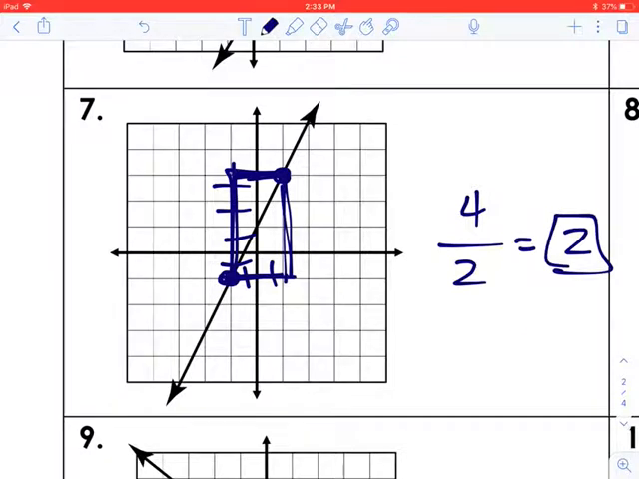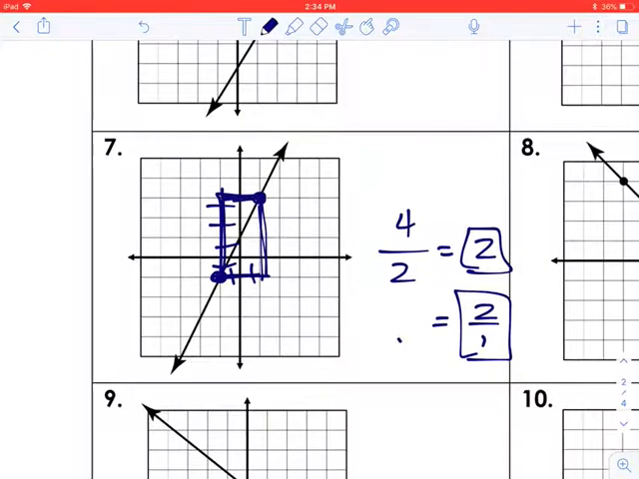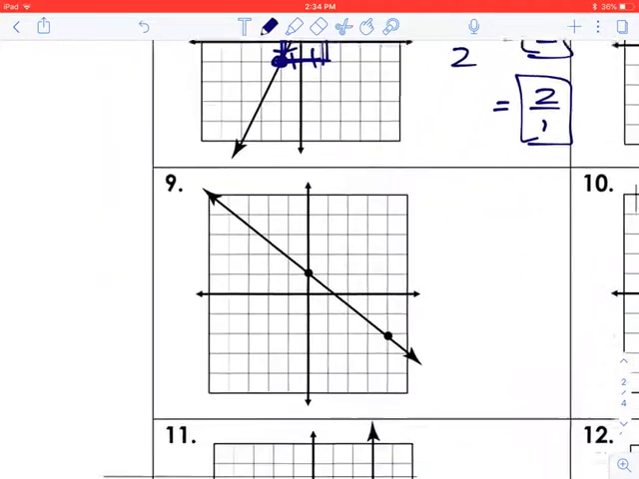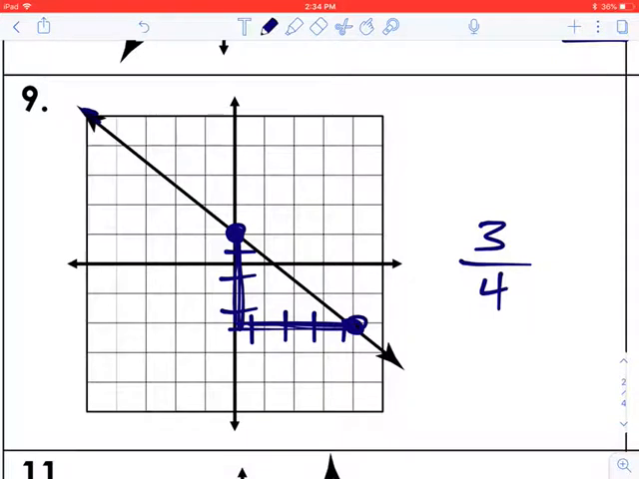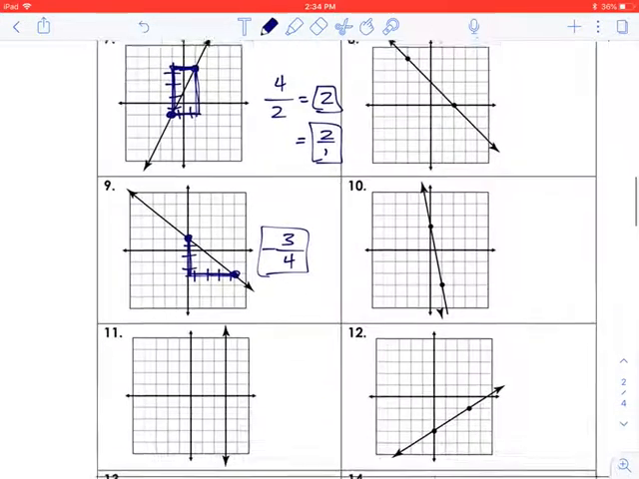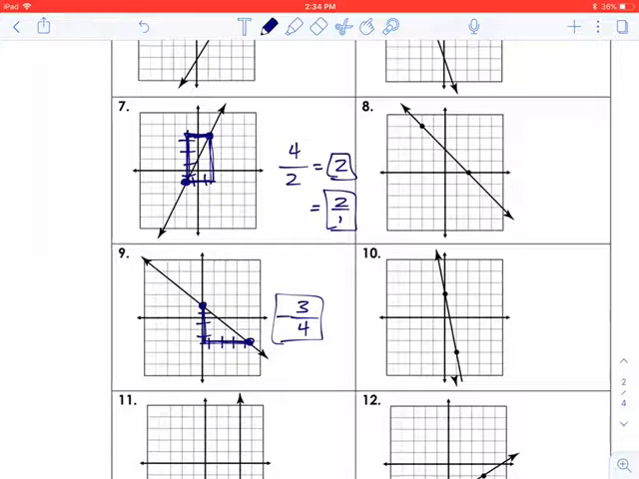Or you can also say 2 over 1. Both of those answers are correct. Okay. And then finally, number 9. Here we got 1, 2, 3 over 1, 2, 3, 4. And it is going downhill from left to right, so it's negative 3 over 4. Okay. So that's finding the slope based on a graph.